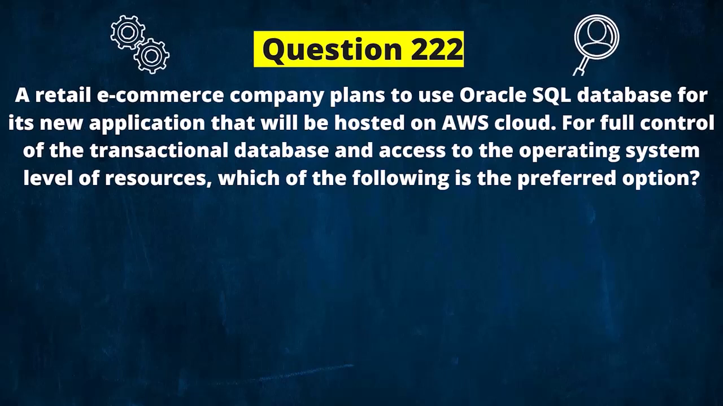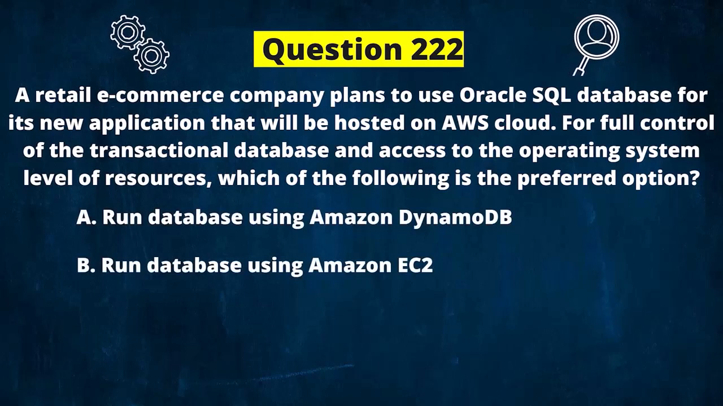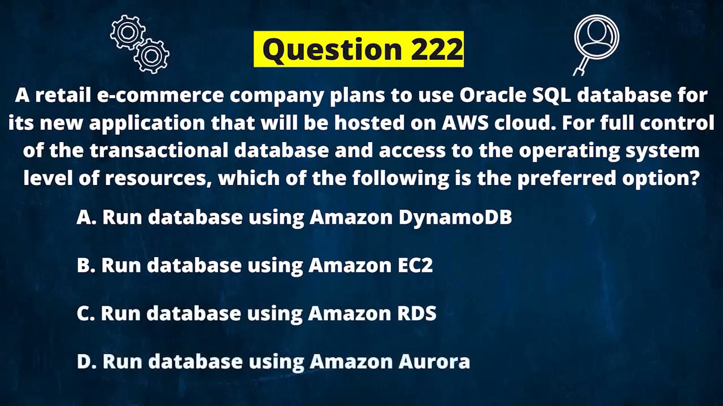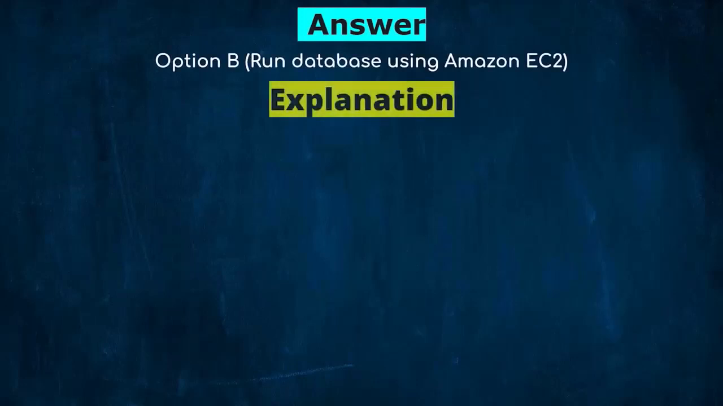And the options are: A. Run database using Amazon DynamoDB. B. Run database using Amazon EC2. C. Run database using Amazon RDS. D. Run database using Amazon Aurora. And the correct answer is option B. Run database using Amazon EC2. Explanation.